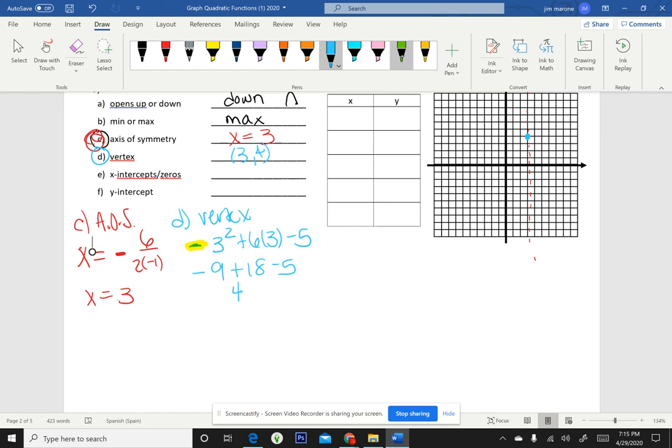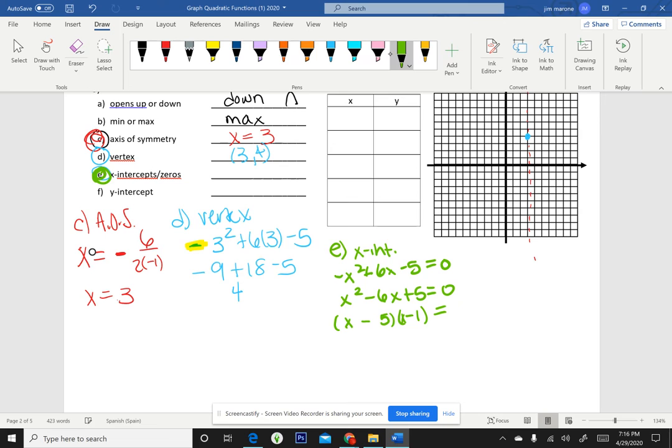So then part E, I can find my x-intercepts. My x-intercept is when y is 0. Well, when y is 0, the equation is negative x squared plus 6x minus 5 equals 0. Now what I can do is divide everything by -1, which makes it positive x squared minus 6x plus 5 is equal to 0. So we're going to factor this, factors of 5 that add up to -6, x minus 5 and x minus 1. So x is equal to 5 and x is equal to 1.